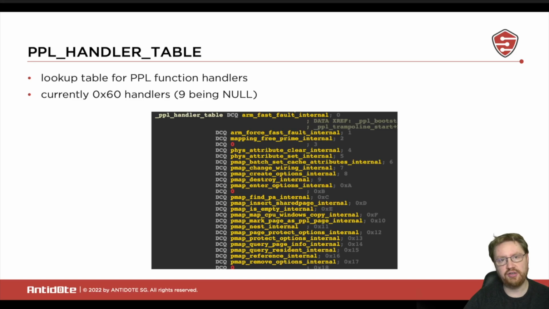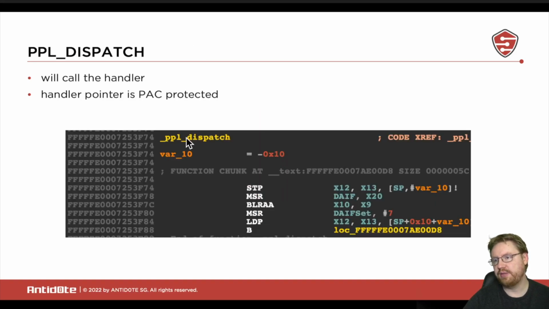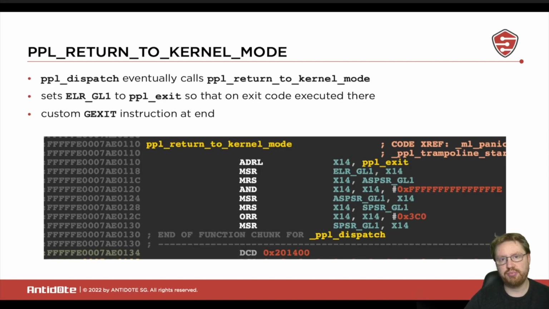So let's continue to actually look into the dispatch code. So the ppl dispatch basically will do nothing else than actually call the handler, which is in x10 at this point. And as you can see here, this is using x9 as the context for a pack branch. So this handler table is actually protected with pack. So once this code finishes the handler, it will continue here, and eventually when you pass the ppl dispatch, you will finally see that it executes the ppl return to kernel code.